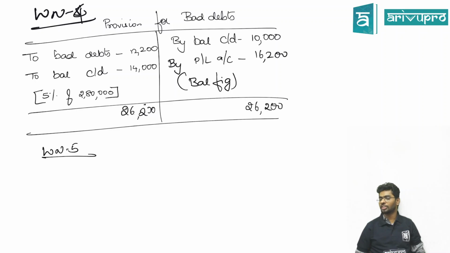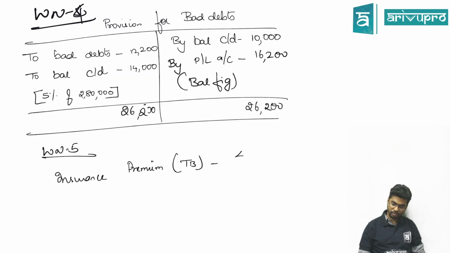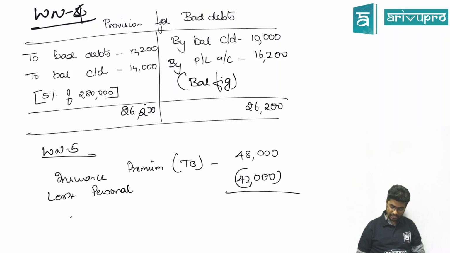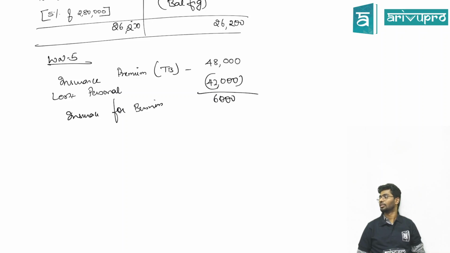Now see here. What's the insurance premium? 48,000. Insurance premium in the trial balance is 48,000, out of which reduce personal premium, which is 42,000. That means insurance for the firm or proprietor, insurance for business is how much? Now comes the second question. The insurance is paid from what period to what period?